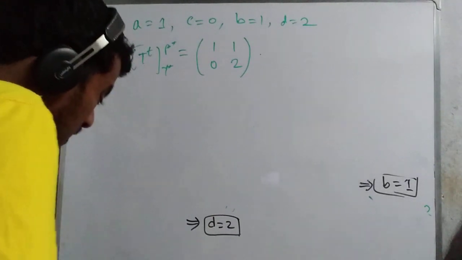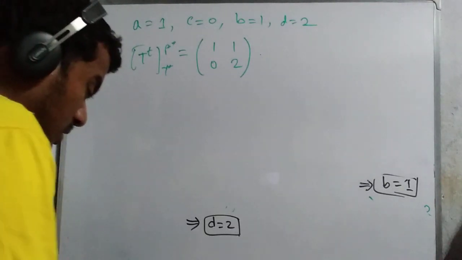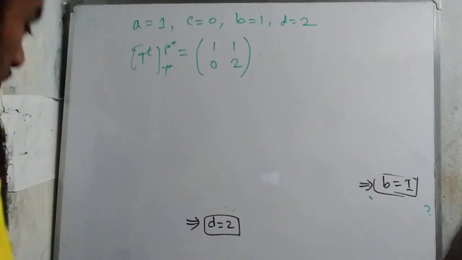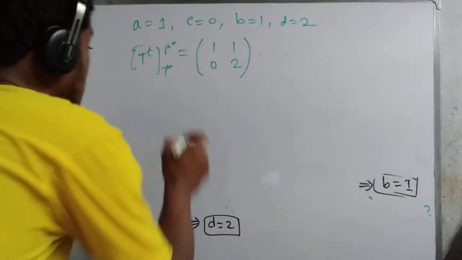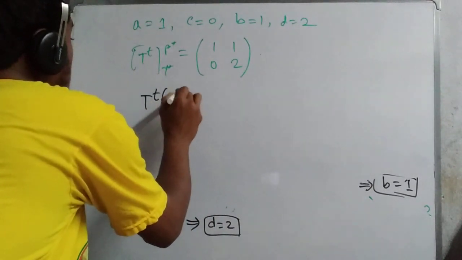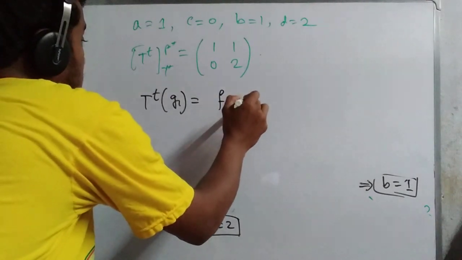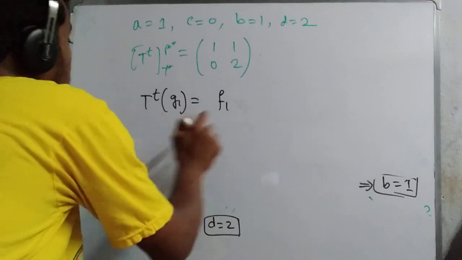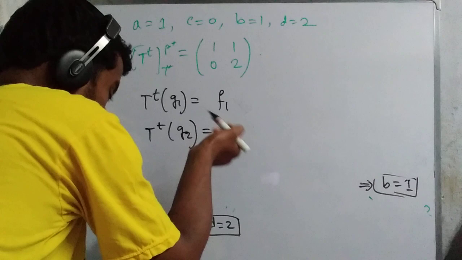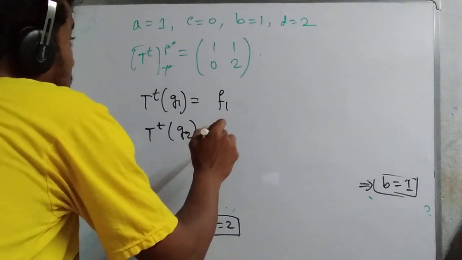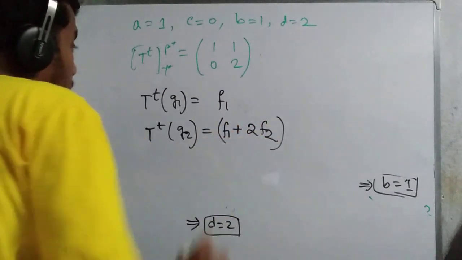This T transpose means the adjoint of some linear transformation. We also discussed how we obtain this. Then we write T transpose of G1 equals F1, just F1. And T transpose of G2 equals F1 plus 2F2.